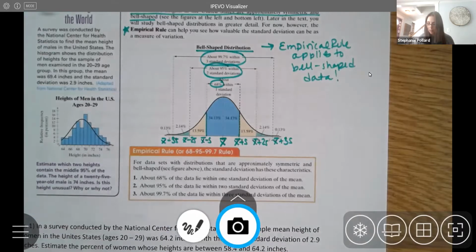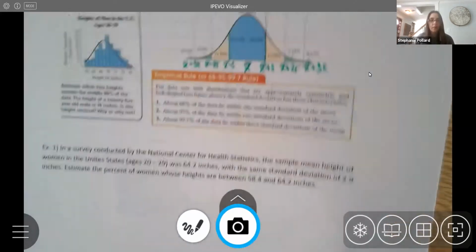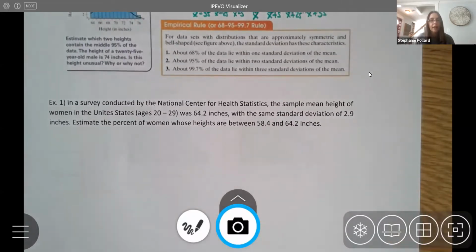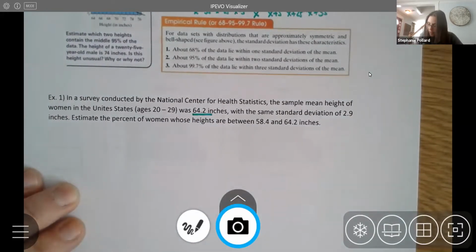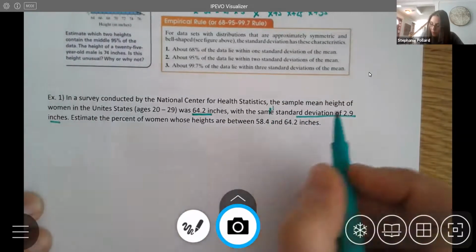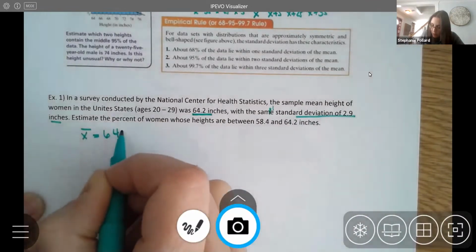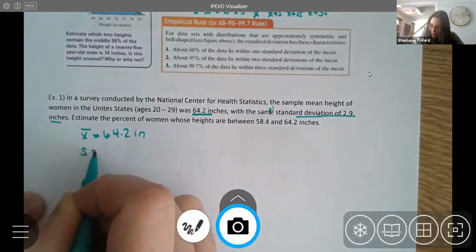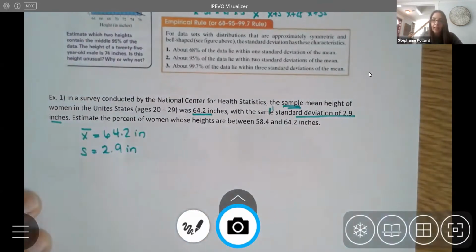So let's do some examples here to make it a little bit more concrete. In a survey conducted by the National Center for Health Statistics, a sample mean height of women in the United States for ages 20 to 29 was 64.2 inches, with, sorry, I think that should say a sample standard deviation of 2.9 inches. So I'm talking about women's height here. I know that the mean is 64.2 inches. And I know the standard deviation is 2.9 inches. And I'm told this is a sample, which is why I'm using X bar and S for my notation.